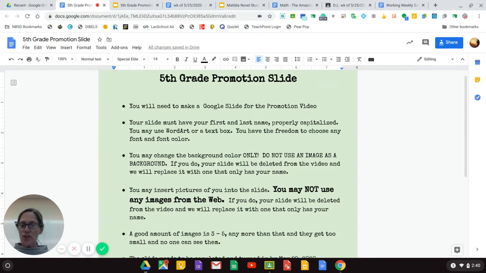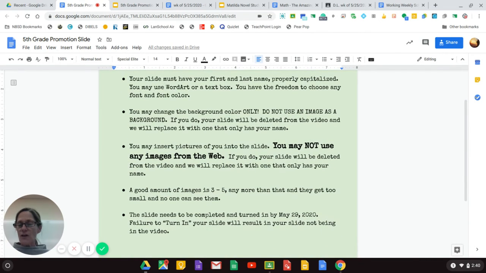You can put a picture. You can put any picture that you have. I'll give you access to the folder with pictures from the fish hatchery. It can be anything, any pictures you want of you, though. Okay, only of you, not of your family and everything else. It needs to just be of you. 3 to 5 pictures on your slide is a good amount. If you get too many, the pictures are too small, nobody can see them.